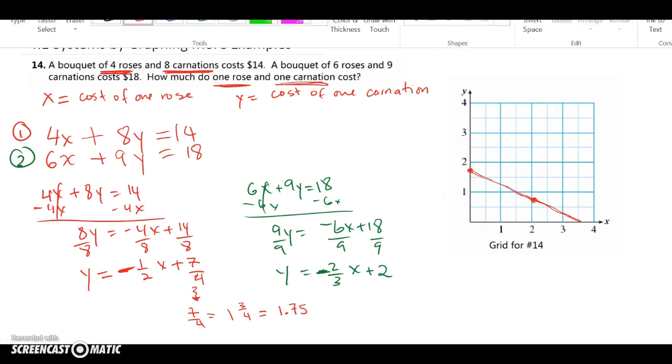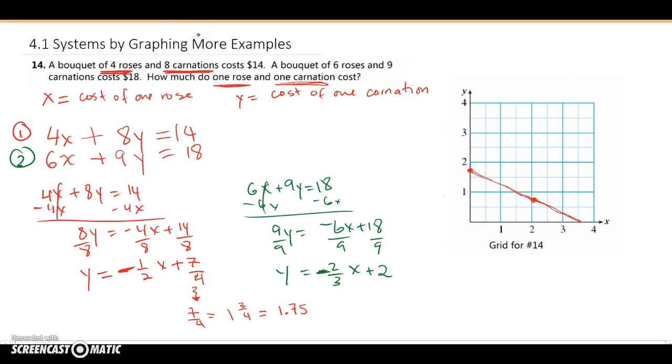Now let's go back to the green one. That was quick, and see what we can do. The y-intercept is 2, and 2 full steps down, 3 steps to the right. 2, 1, 2, 1, 2, 3. So my line connecting the 2 dots, to the best of my ability, something like that.